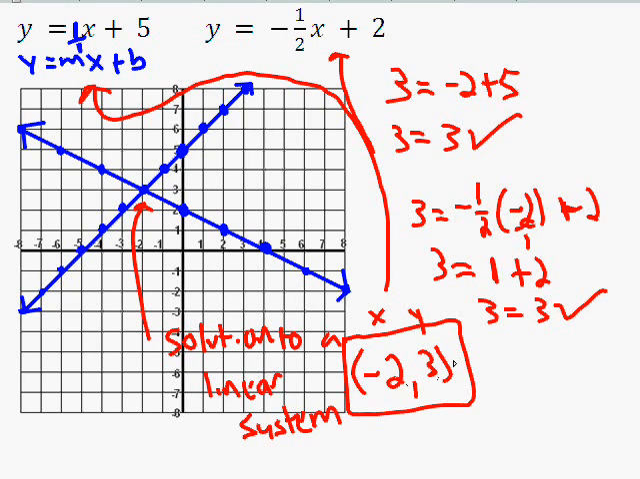Notice, the solution that we found is indeed a solution to both equations. So it is a solution to the linear system. And again, the way we found that was by graphing both equations on the same graph and finding the point where they intersect.